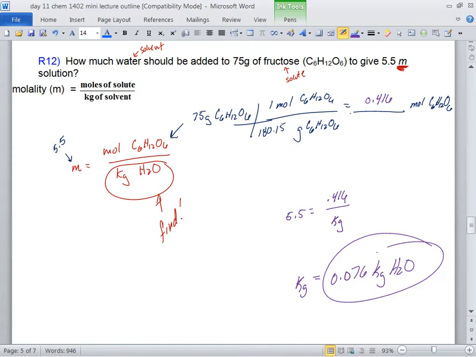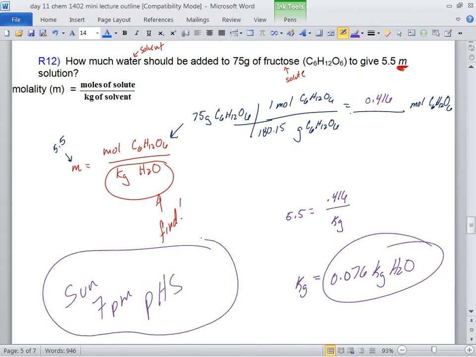So for you to get the most benefit, I think, out of this Sunday 7 p.m. pizza help session, I would try to work through these so you know which ones you're having problems with. I don't want to eat hard donuts at 7 p.m. on a Sunday.